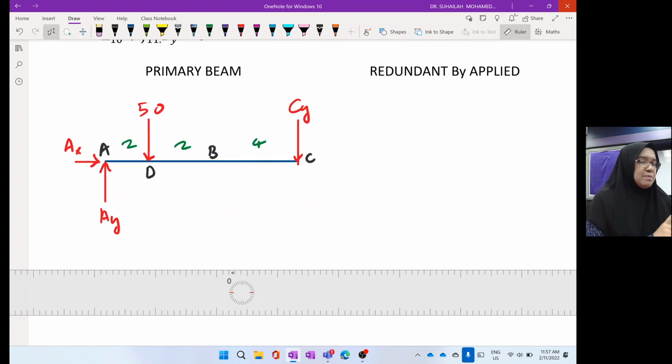Okay, this is the primary beam. Remember the characteristic of the primary beam? It is a determinate beam after removing By. So we have 3 unknown reactions now: Ax, Ay and Cy. It is subjected to 50 kilonewton at D.